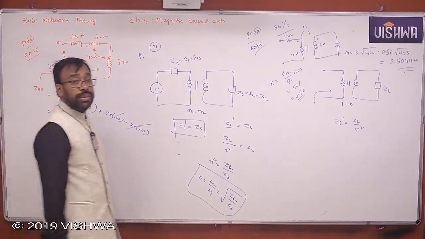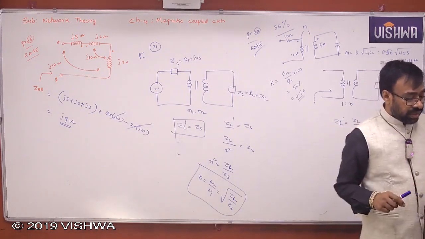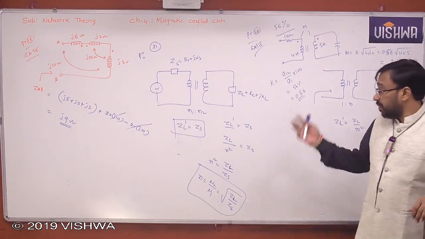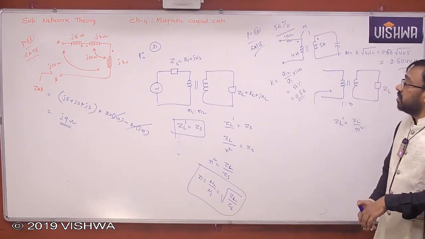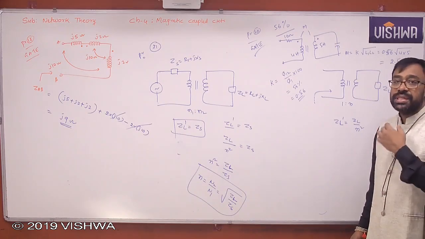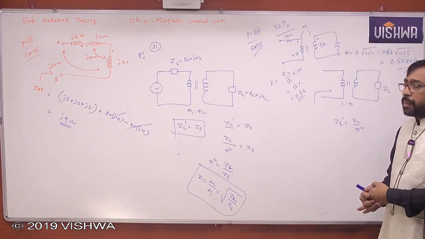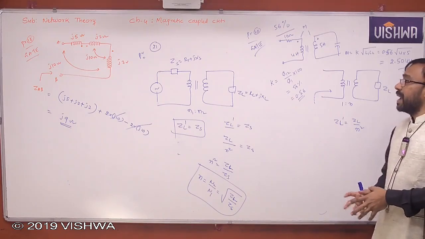Okay, this is how you can solve the problems. I stop the session here. You can refer a few more questions in previous GATE, IES or materials and textbooks. You can solve the problems easily. These are different varieties we have already covered. So this is the end of the magnetic coupled circuits.